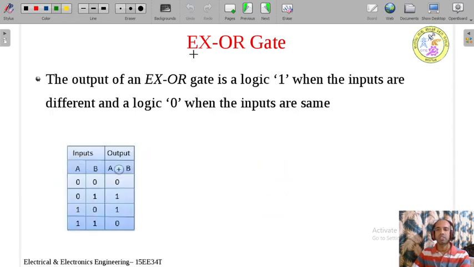Now we shall take the XOR gate truth table. So to write the truth table for the XOR gate. See, the output of the XOR gate is logic 1 when the inputs are different, and logic 0 when the inputs are the same. If the inputs are different, what output comes? 1 comes. If both inputs are the same, then the output becomes 0.